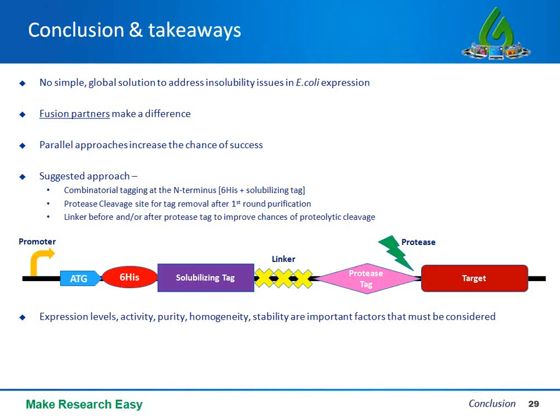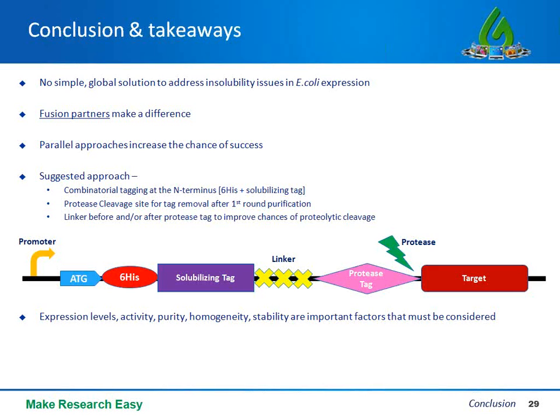Fusion partners can make a difference. Parallel approaches increase the chances of success. An approach that we can suggest is combinatorial tagging at the N-terminus. So basically a His tag and a solubilizing tag, followed by a protease cleavage site for tag removal after the first round of purification. And this schematic here illustrates a broad strategy.